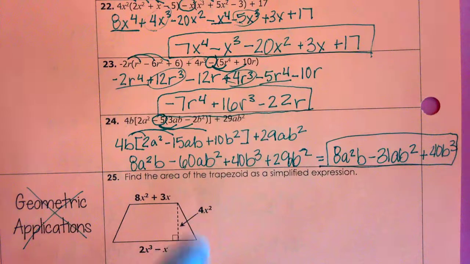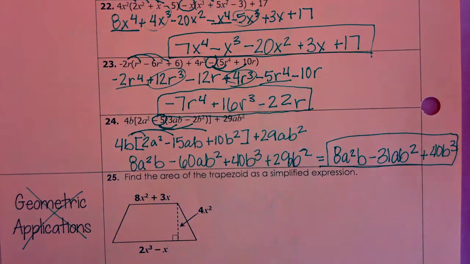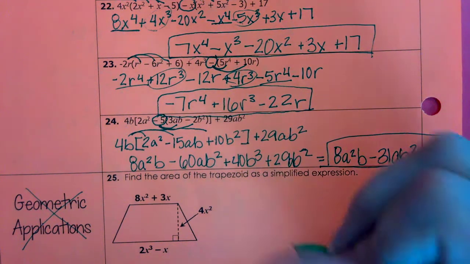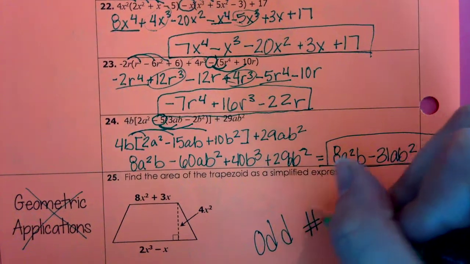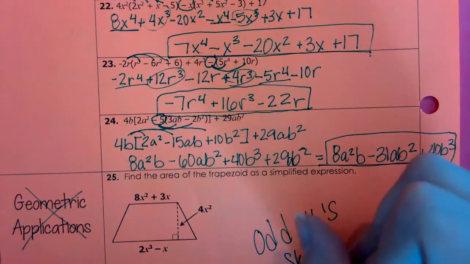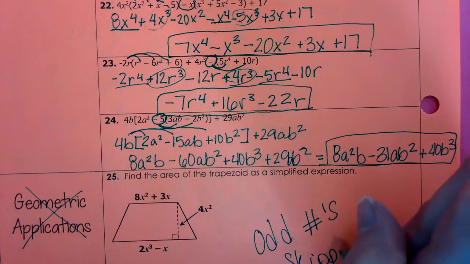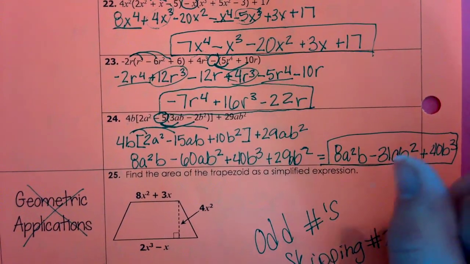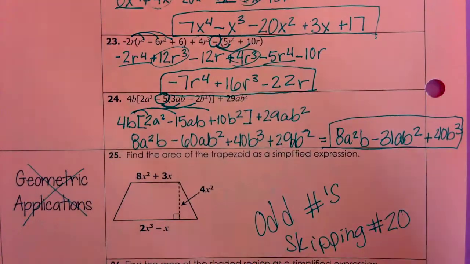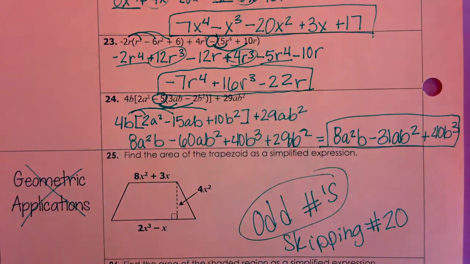Okay. On today's assignment, what I want you guys to complete is all of the odd numbers. So you're just doing the odd numbers, but then you are skipping number 20 as well. I guess it's an even number, so you don't need to worry about that one, but that's that geometric application. So on your assignment, I just want you doing the odd numbers.